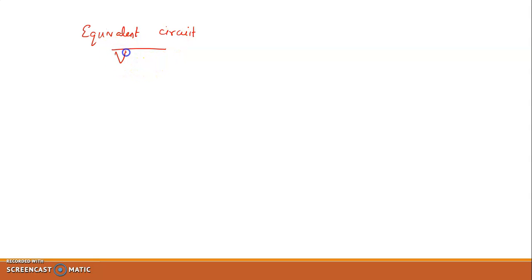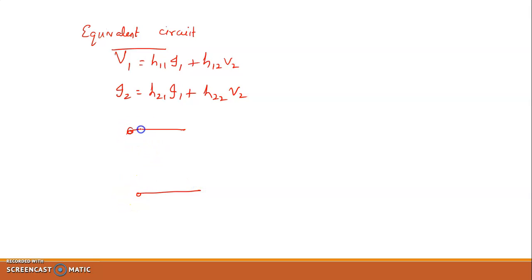So I am repeating, the equation is V1 is equal to H11 I1 plus H12 V2, and I2 is equal to H21 I1 plus H22 V2. So here, if you are analyzing the two-port network, you will have the input voltage as V1 and input current as I1. At the input side you have V1 and I1, and H11 is actually the impedance, and therefore I can draw like this. If I have the impedance H11 at this point, then the voltage across this will be H11 I1, and you will have another parameter H12 V2.